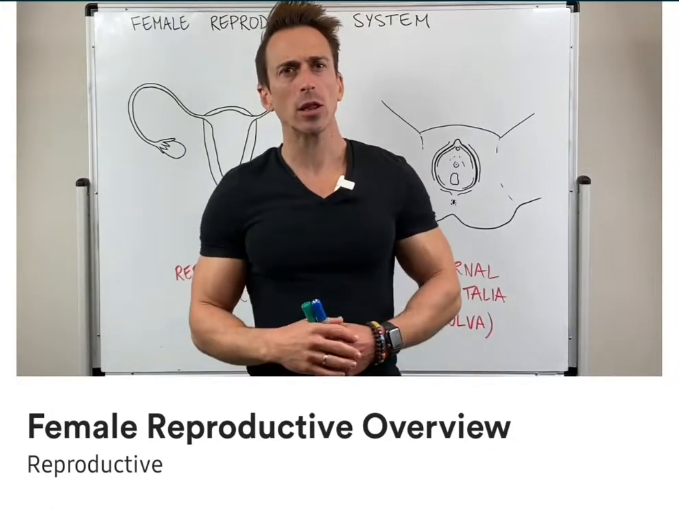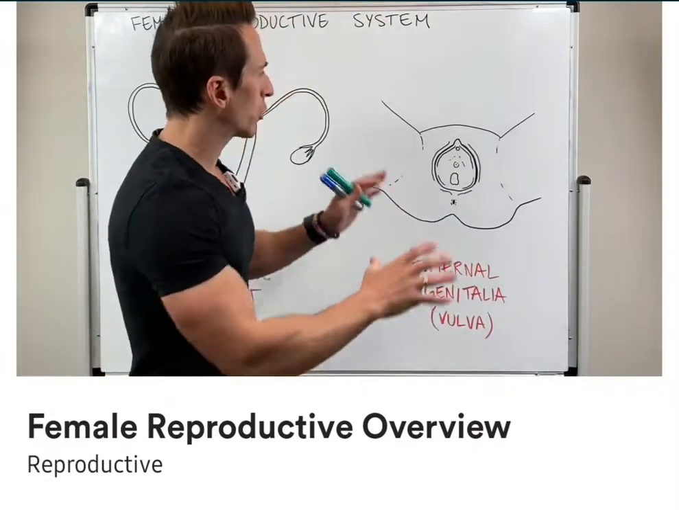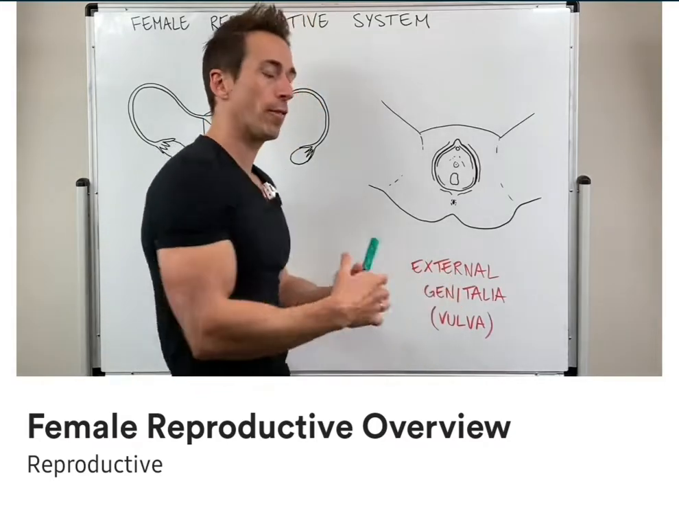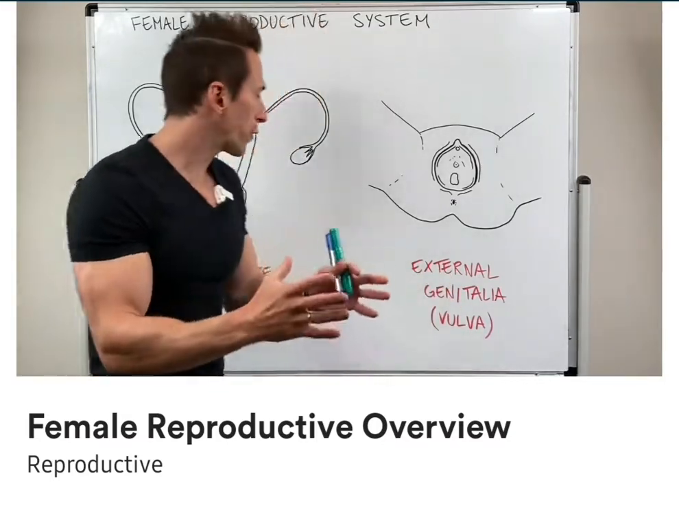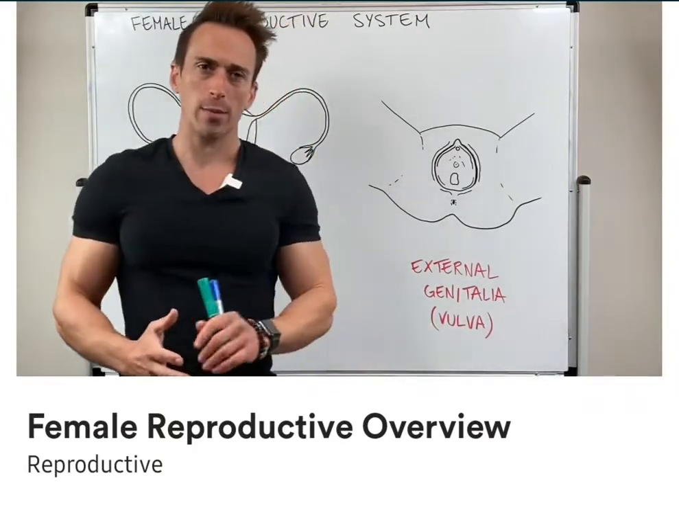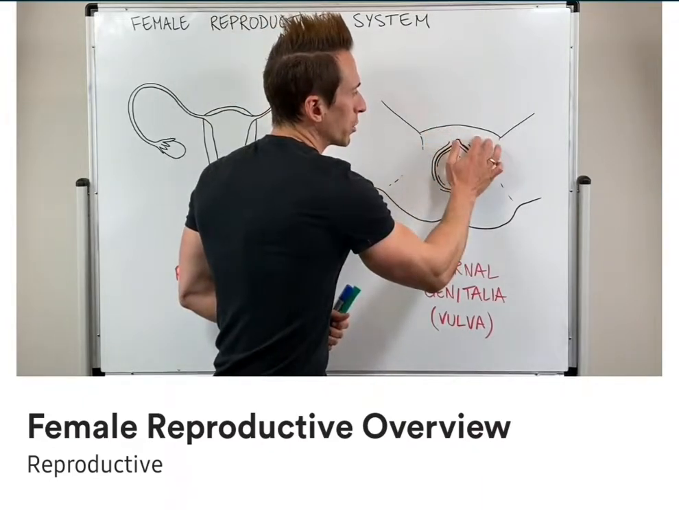In this video, we're going to take a look at the female reproductive system. To begin with, I think we should look at the external anatomy, or the external genitalia, also known as the vulva of the female reproductive system, and then we'll move through and have a look at the female reproductive tract. So when we look at the external anatomy, first of all, you can see that we have what's called the mons pubis.